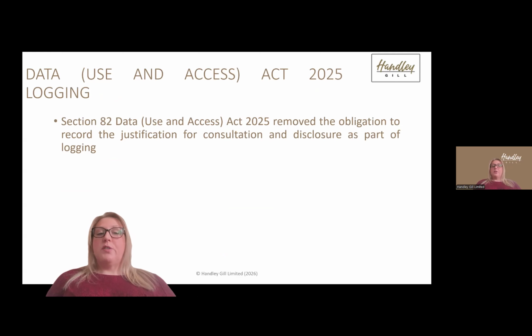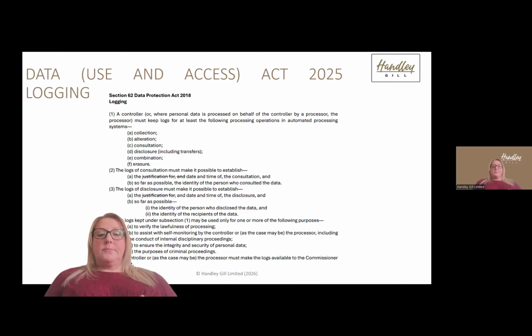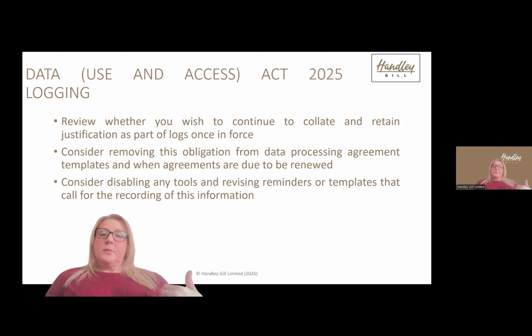Section 82 of the Act removed the obligation to record the justification for consultation and disclosure as part of logging requirements under Part 3 of the Act. So you'll see here Section 62 of the Data Protection Act 2018, which deals with logging at Part 3, subsections 2 and 3, justification for, has gone. As a consequence, you'll want to consider whether you wish to continue to collate and retain that justification as part of your logs now this is in force.